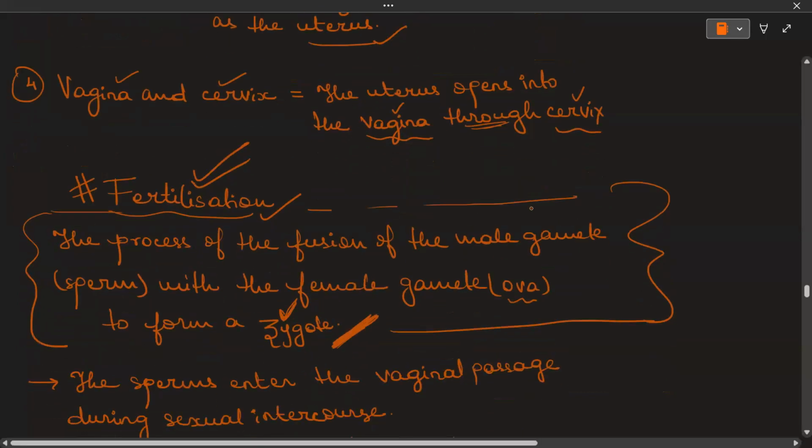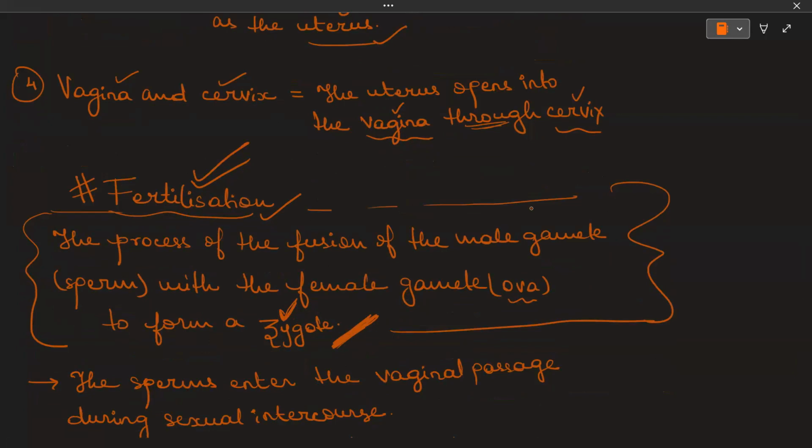And quickly tell me what will be the ploidy of zygote? Will it be haploid or will it be diploid? Zygote is diploid. Very good, 2n. And then what about the sperm and the ova? What will they be? Haploid or diploid? Haploid. Very good.